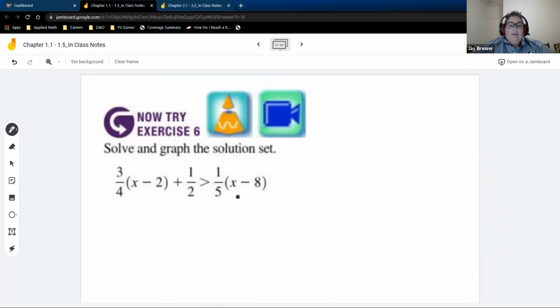All right, so let's get rid of these fractions before we continue. So what I'm going to do is I'm actually going to multiply by a number that all of these go into. 2, 5, and 4 all go into 20. So I'm going to multiply each piece by 20.